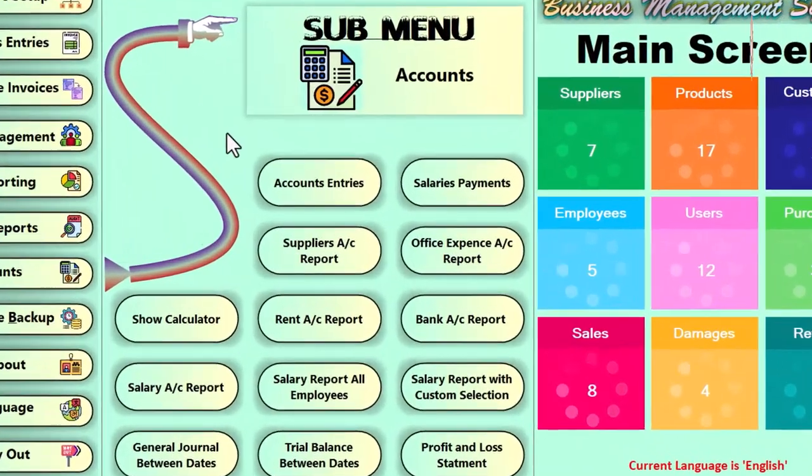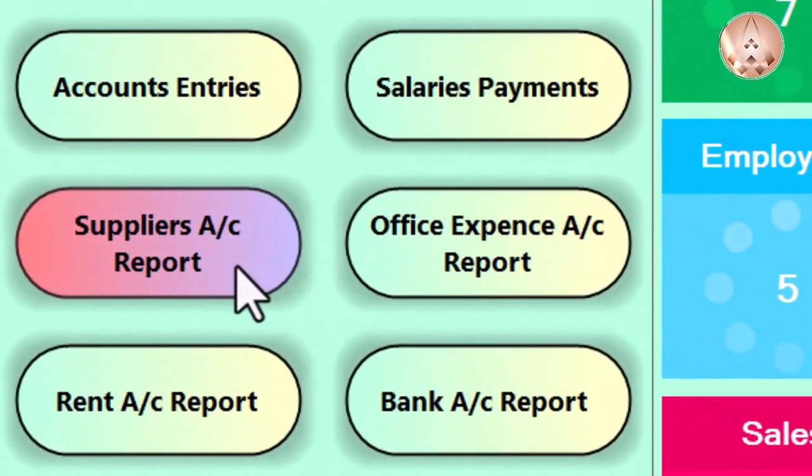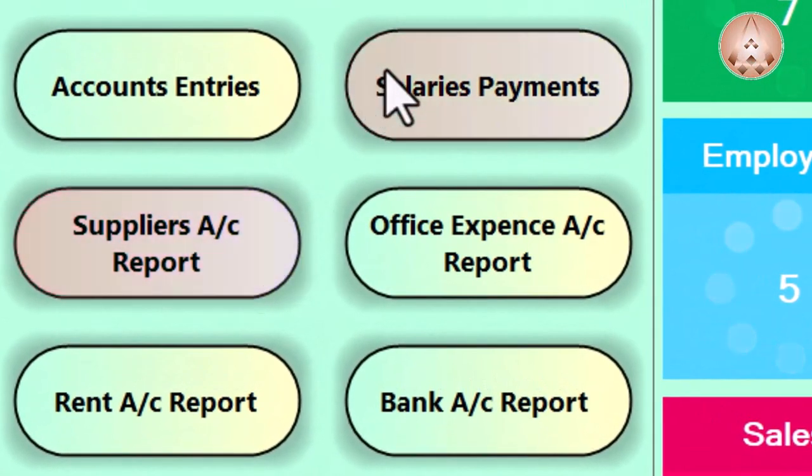The next option is supplier account report. Basically it's the third option. The second option is sales payment, but the supplier account report relates to the activity which I just performed, so I should check it. So let's click this button, supplier account report.